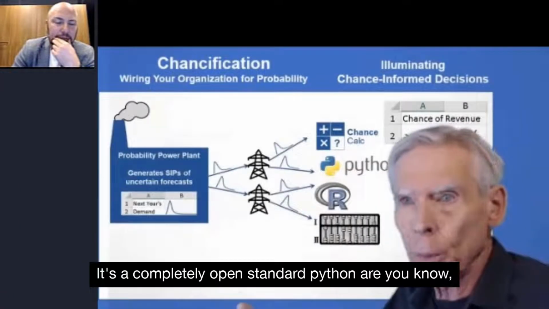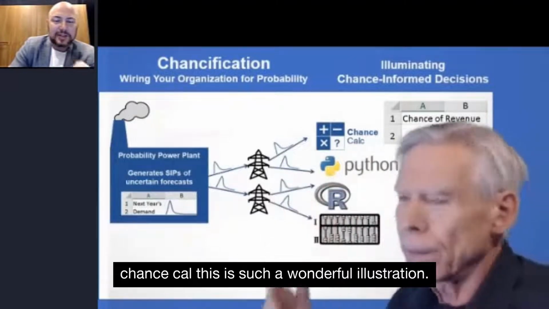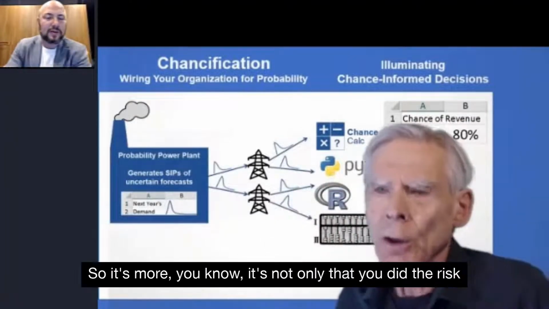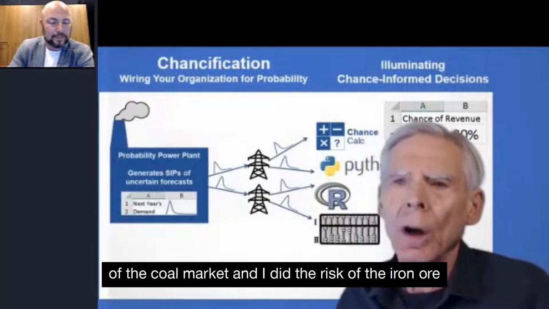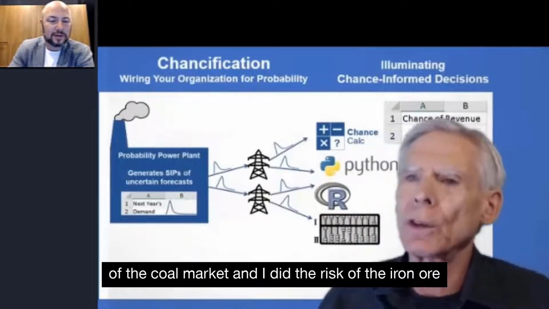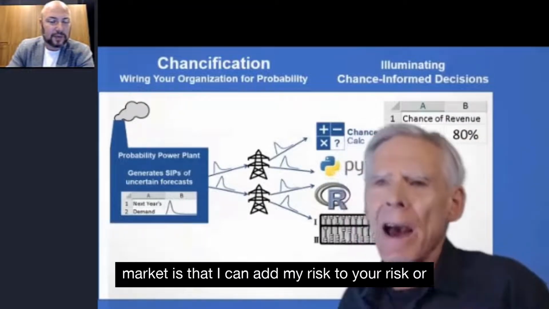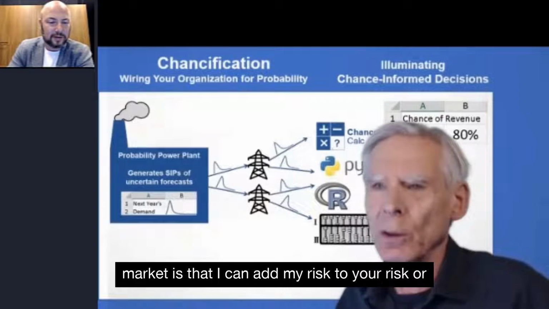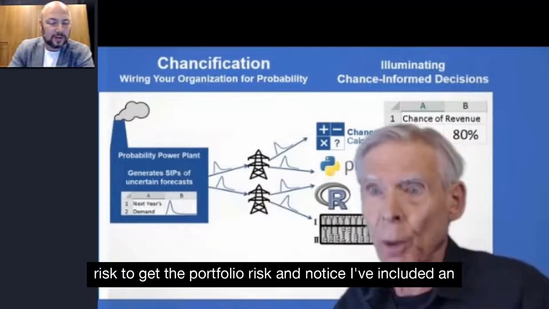It's a completely open standard, Python, R, chance calc. This is such a wonderful illustration. It's not only that you did the risk of the coal market and I did the risk of the iron ore market. It's that I can add my risk to your risk, or someone else, the chief risk officer, can add up all our risks to get the portfolio risk.